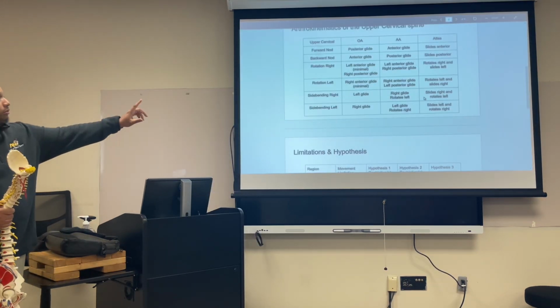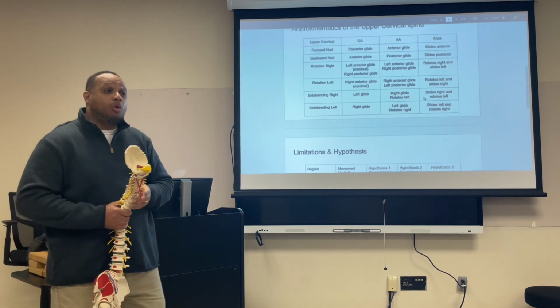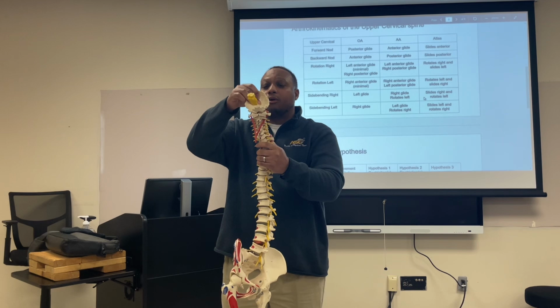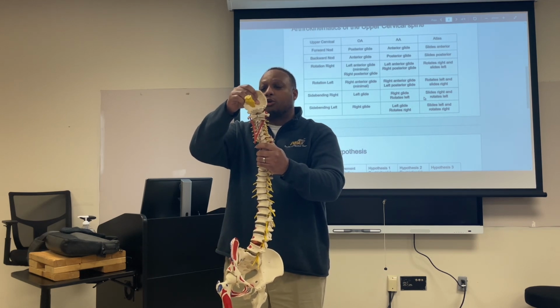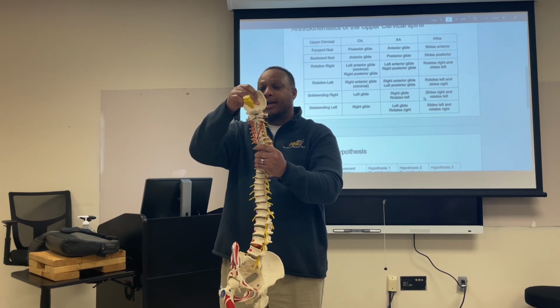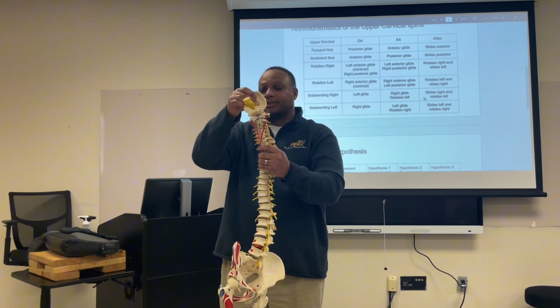So with side bending right, we know that the atlas follows the head. So which way is the atlas going to slide? And you can see it here, it's minute. I'm side bending right at the subcranial spine. Atlas is sliding where? To the right.